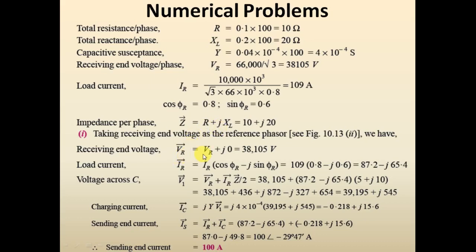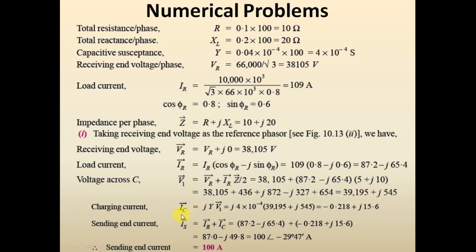Therefore, vector VR can be written as 38,105 volt, angle 0. Vector IR is written as IR angle minus phi r. In rectangular form, we can write it as IR cos phi r minus j sin phi r. As we have mentioned before, V1 is actually the sum of vector VR and IR into Z by 2. Make the suitable substitutions, and you will be able to obtain the value of V1 as 39,195 plus j into 545.